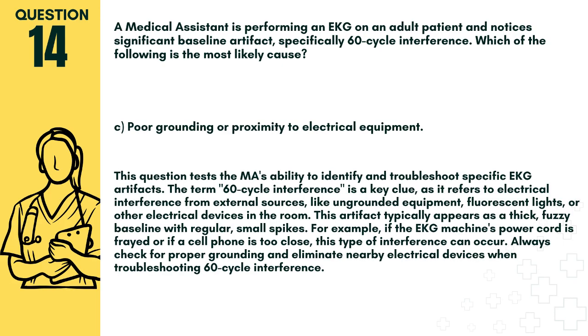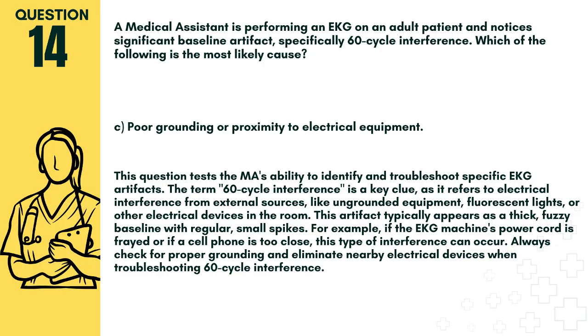Answer: C. Poor grounding or proximity to electrical equipment. This question tests the MA's ability to identify and troubleshoot specific EKG artifacts. The term 60-cycle interference is a key clue, as it refers to electrical interference from external sources, like ungrounded equipment, fluorescent lights, or other electrical devices in the room.